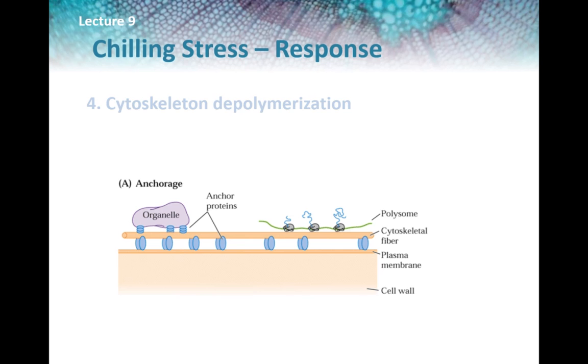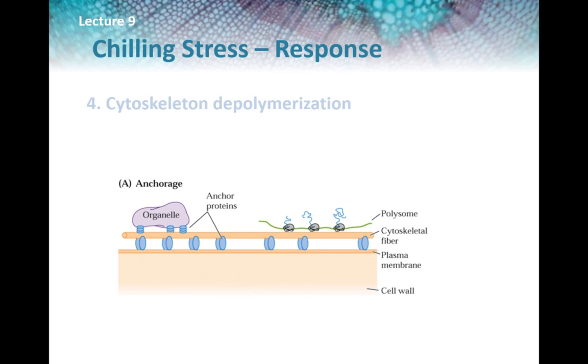The protein units are held together by numerous non-covalent bonds. Polymer assembly and disassembly is controlled by various factors, including ionic strength and temperature. Chilling temperatures may lead to depolymerization of cytoskeleton components, which some say constitutes a primary chilling event.